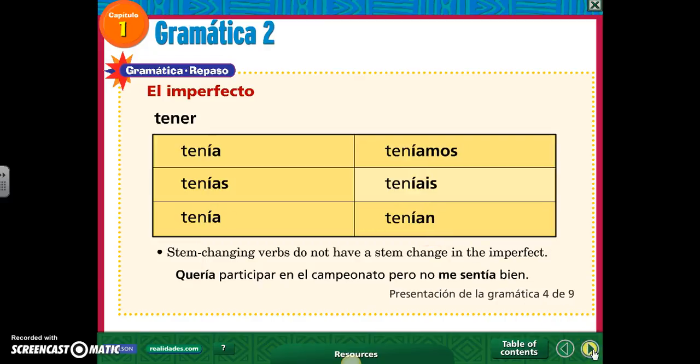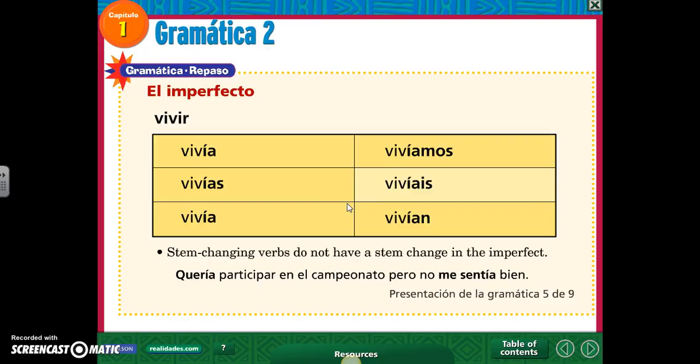For ER verbs, these are the endings. And here's tener as an example. Tenía, tenías, tenía, teníamos, teníais, tenían. All of the ER verbs are going to work like this in the imperfect tense. So for example, if I was conjugating correr, it would be corría, corrías, corría, corríamos, corríais, corrían.